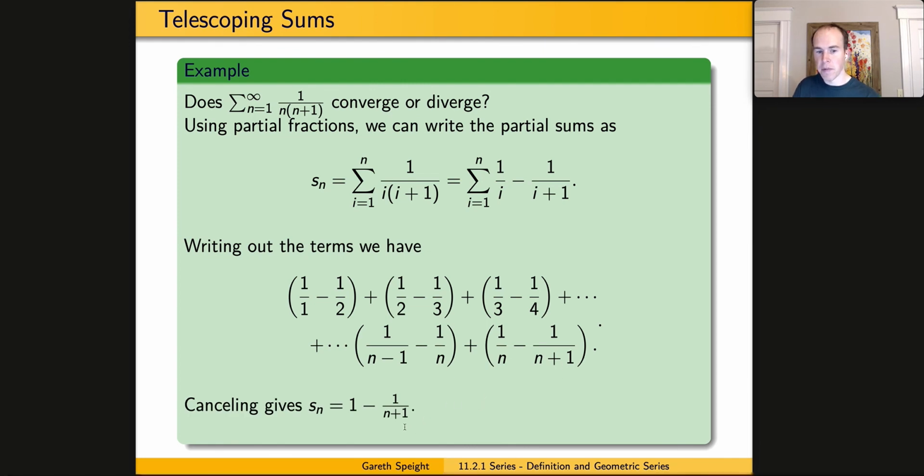So now we've actually been able to compute our partial sum. It's 1 minus 1 over n plus 1. And now we can take the limit, right? Remember the definition of the infinite series is the limit of the partial sums. The limit of the partial sums in this case will be 1 minus 0, which is 1. So the series converges to 1. Okay, that's enough for today.